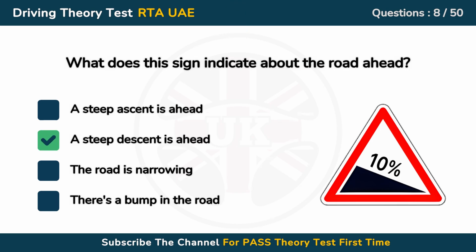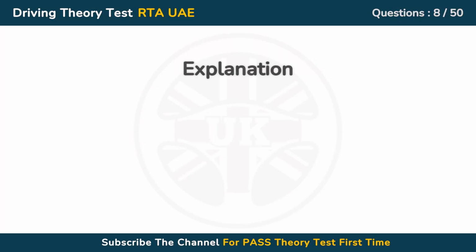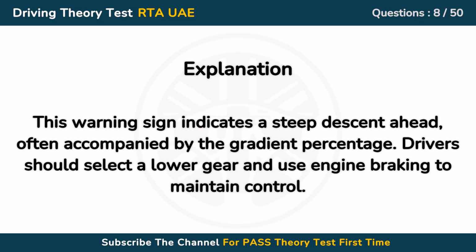Answer is B. A steep descent is ahead. This warning sign indicates a steep descent ahead, often accompanied by the gradient percentage. Drivers should select a lower gear and use engine braking to maintain control.